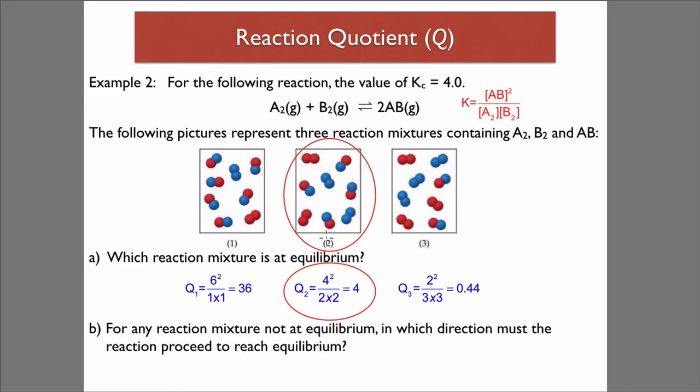For any reaction mixture not at equilibrium, in which direction must the reaction proceed to equilibrium? For 1, it's going to proceed to the left because Q is greater than Kc. And 3 is going to proceed to the right because Q is smaller. And that is the end of this presentation. Splendid.